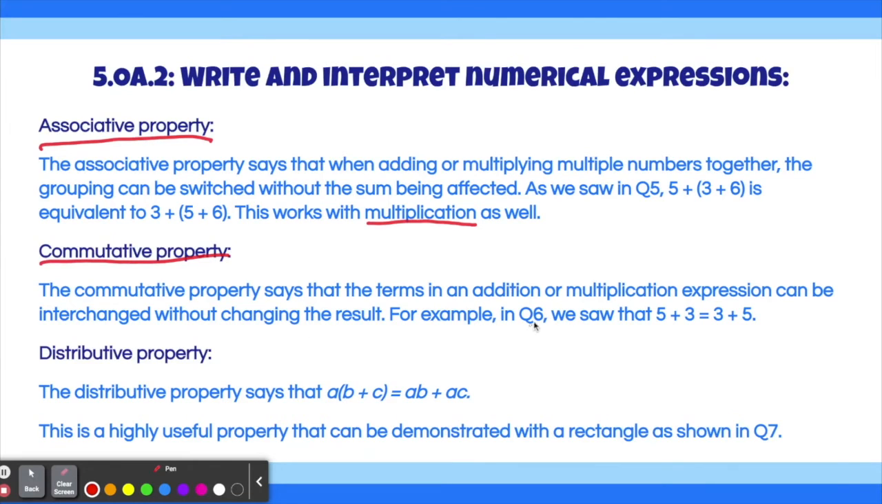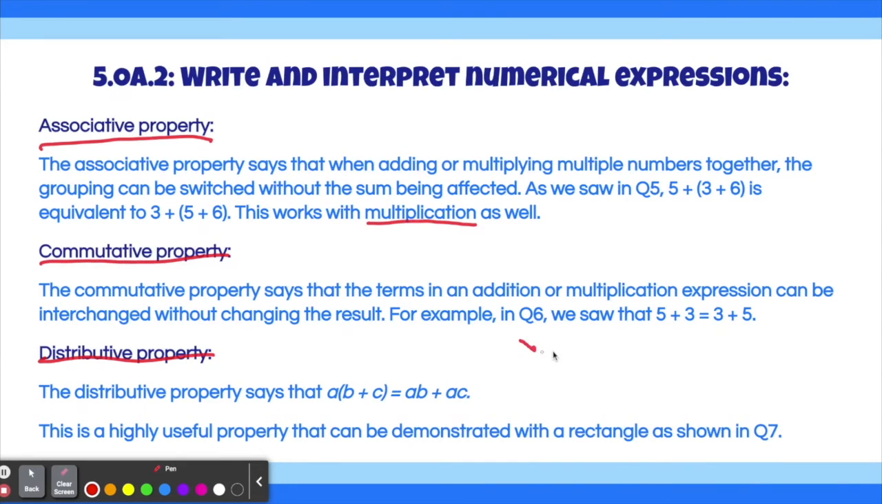So, for example, in question 6, we saw that 5 times 3 equals 3 times 5. This works with addition and multiplication, but again, both sides of the equation have to have the same operation. This has to both be addition or this has to both be multiplication. Next, we have the distributive property, okay? The distributive property says that A, and then in parentheses B plus C, equals AB plus AC.